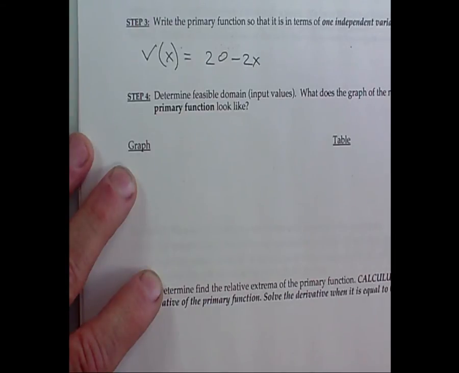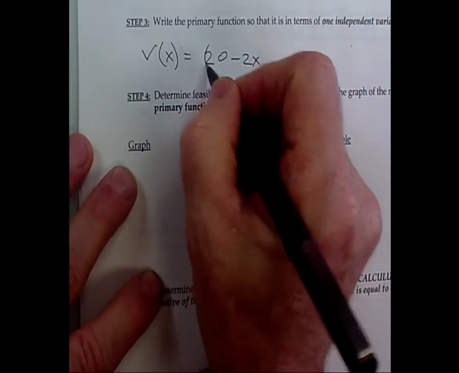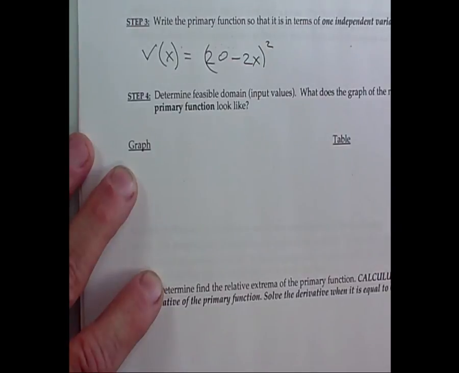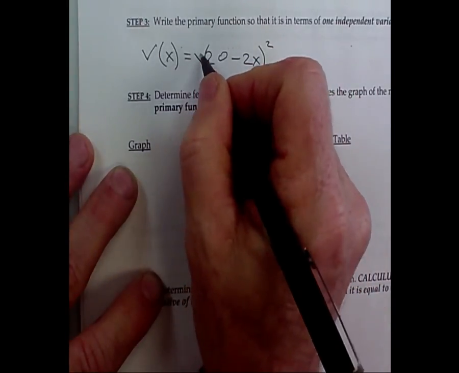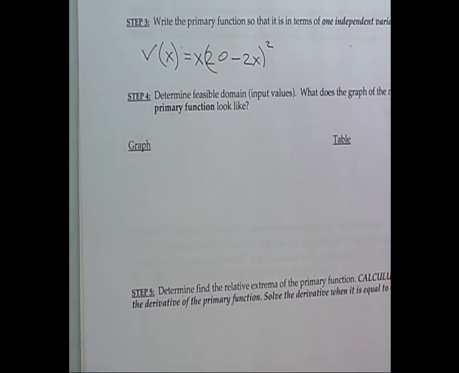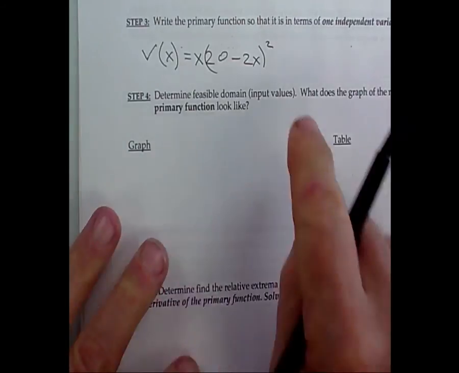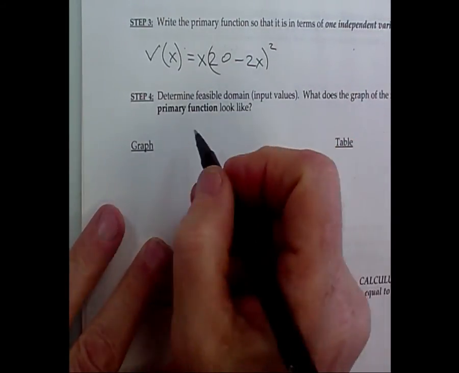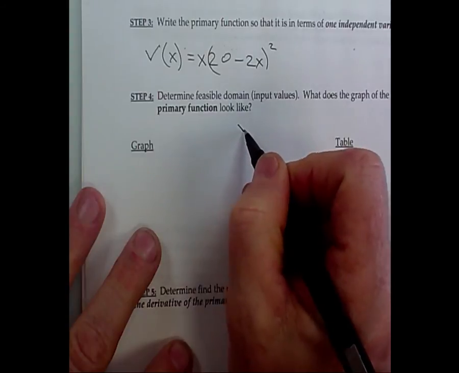Owen's whispering it so I almost can hear it, and one of my hearing aids is gone. Is 20 minus 2x squared. Times what? That's length and width. Now I got to multiply by the height. What's the height? x. Perfect. Can I do that? Okay, now, you have to have your domain. What does my domain look like? Elijah.